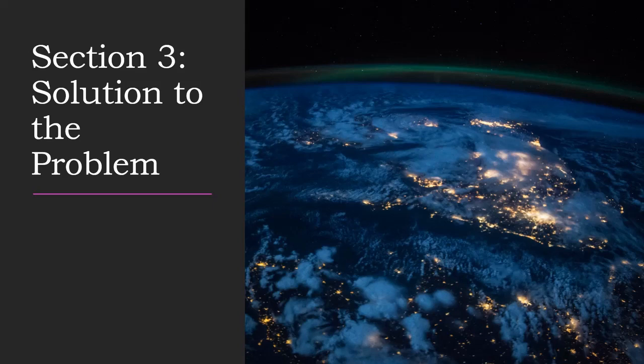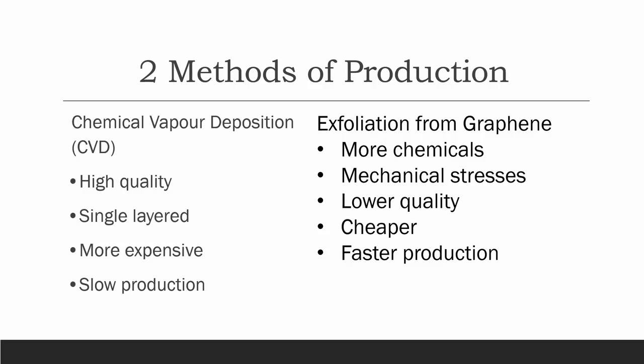At the time of this presentation, there exist two methods of production: chemical vapor deposition, which we'll call CVD, and exfoliation from graphene. CVD will create higher quality graphene due to it mostly being single layered, but we should also note that this method of production is more expensive and has a very slow production time.